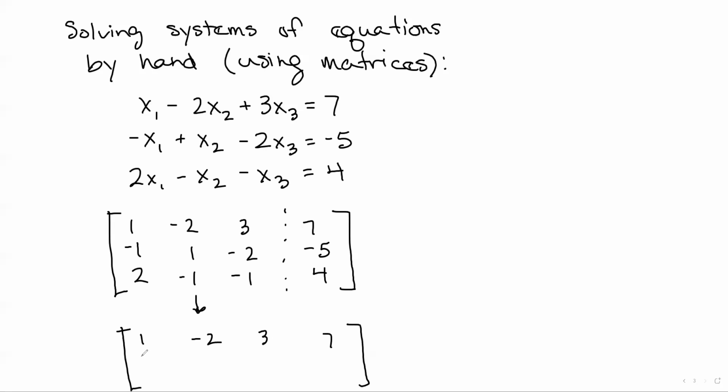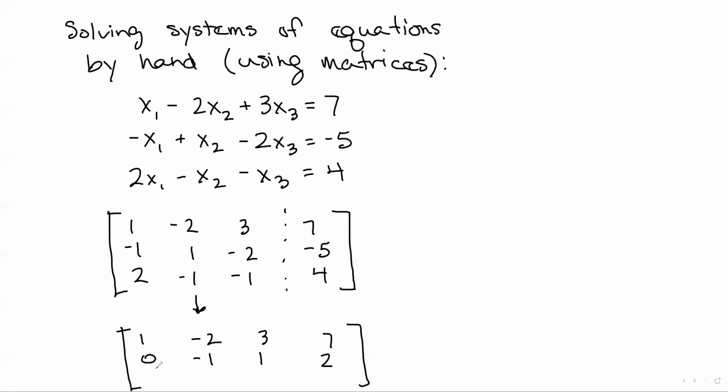So 1 plus -1 is 0. The way that I did that is I took the first element of the first row and added it to the first element of the second row. If you do that for the first element, you need to do it for all the rest. So we're going to take -2 and add it to 1, 3 and add it to -2, 7 and add it to -5.